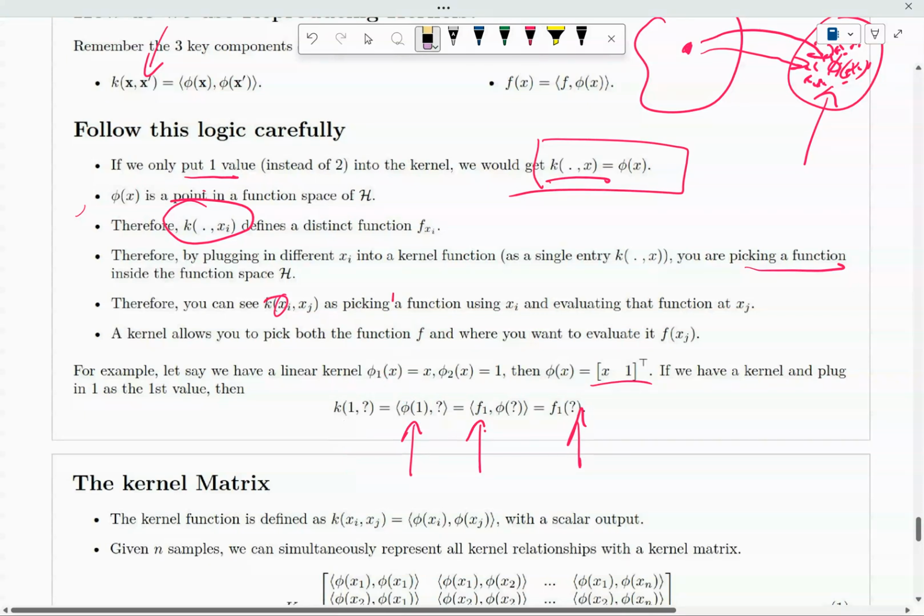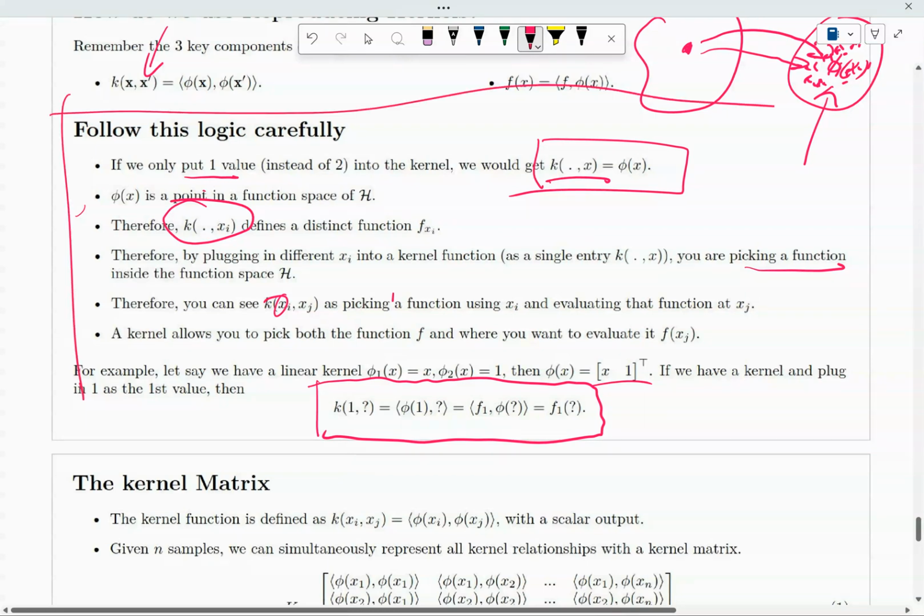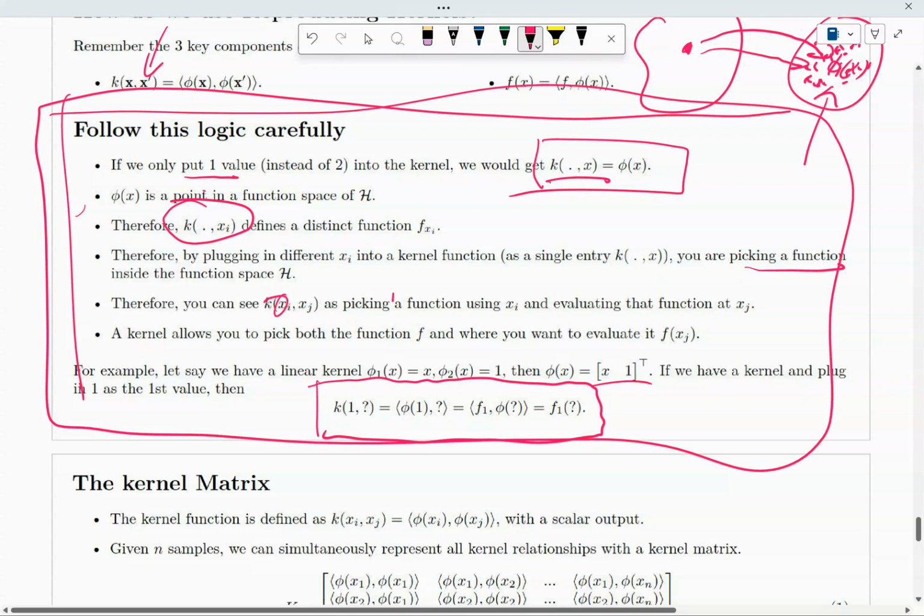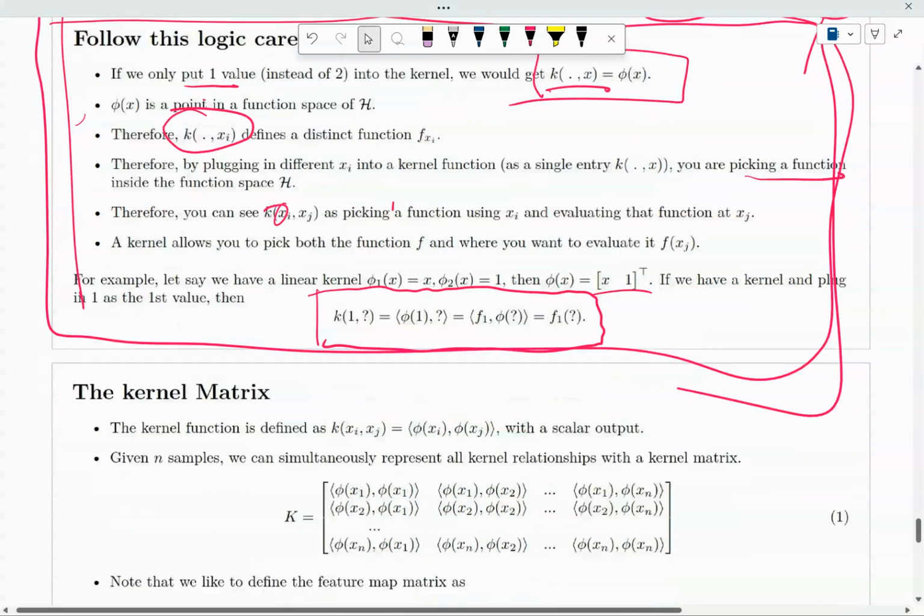Okay. Now, you need to understand that you want to pause the video and understand this logic before you move on. This lecture is a very foundational understanding, and if you don't understand these, then you're going to have a lot of trouble going ahead. Okay?